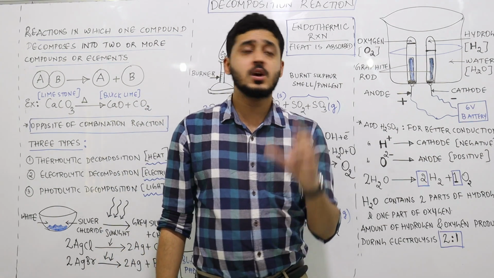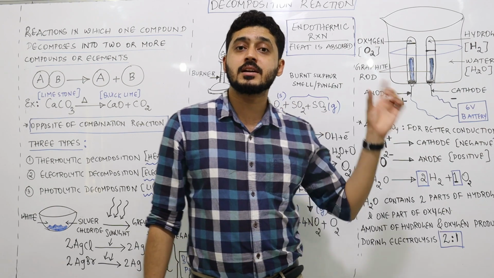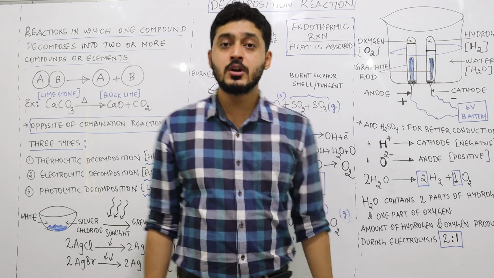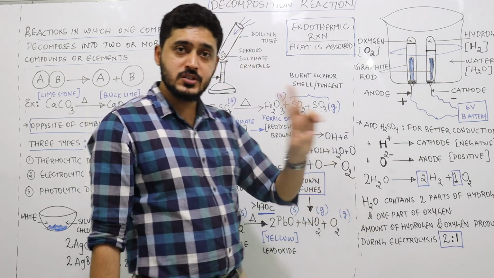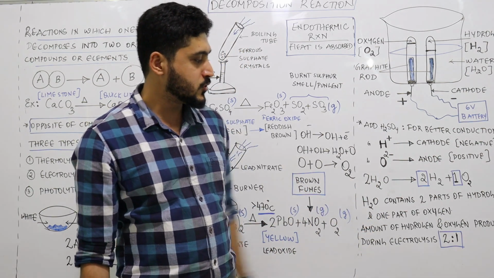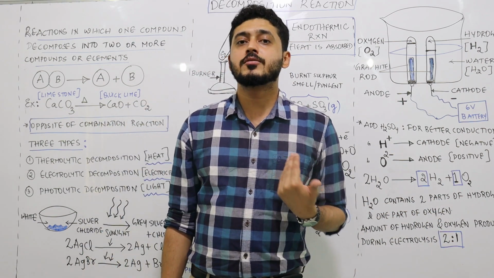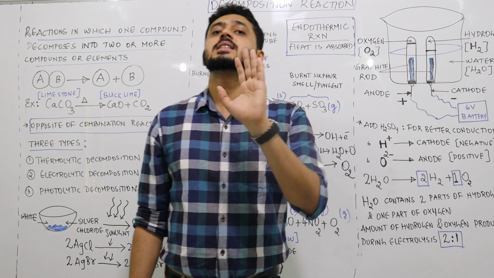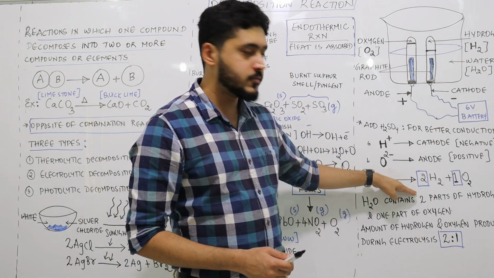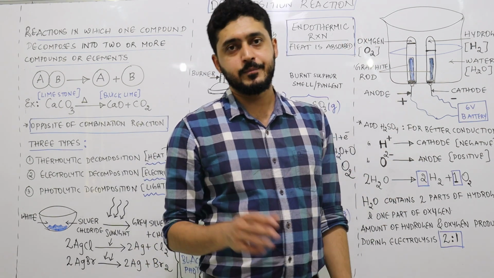Very important question: why is the gas collected in one test tube double the amount of gas collected in the other test tube during electrolysis of water? This has been asked many times in exams. So the answer is this. H2O contains 2 parts of hydrogen and 1 part of oxygen, and the amount of hydrogen and oxygen produced during electrolysis is 2:1. That's why the amount of hydrogen gas collected is twice that of oxygen gas collected. Very important, you can see it from this equation. Hope you understood the electrolysis of water.